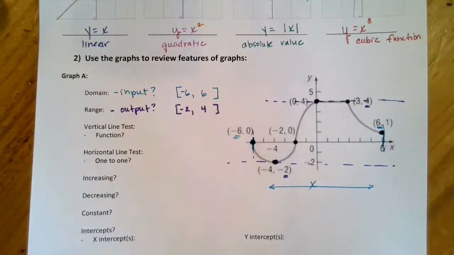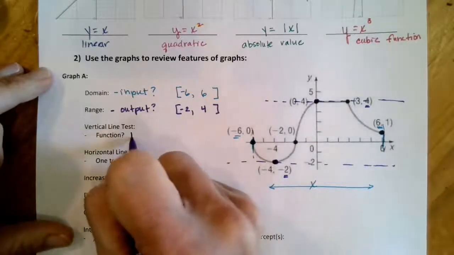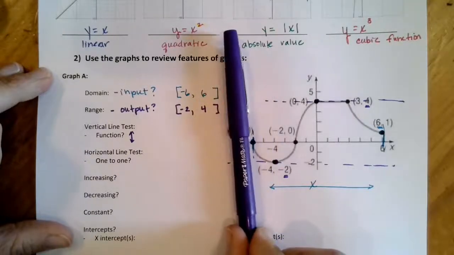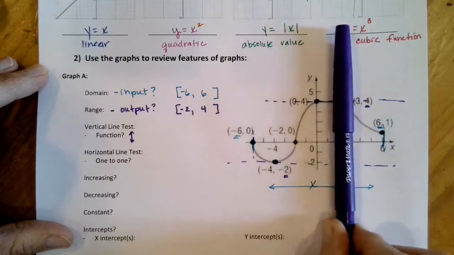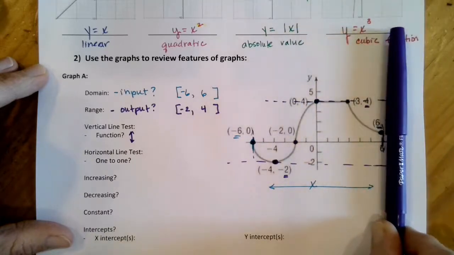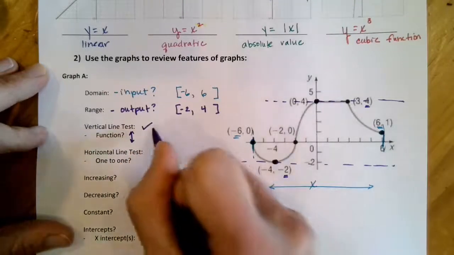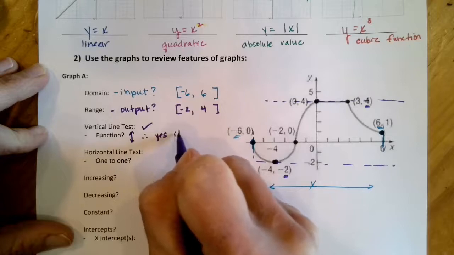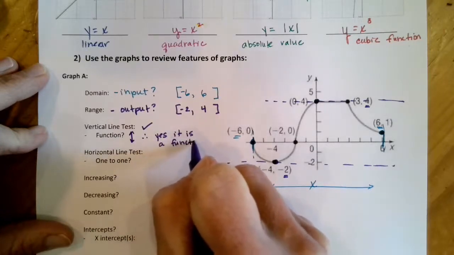Alright, so when I'm doing a graph, I want to talk about the vertical line test. The vertical line test is going to test to see that it's a function. So what I'm going to do is take my pencil and slide it across, and I'm going to see if there's ever a time that the pencil hits the graph twice at a time. Because it passes the vertical line test, that means that, yes, it is a function.